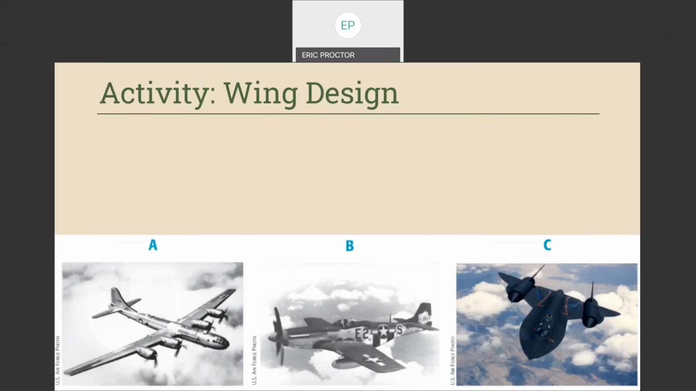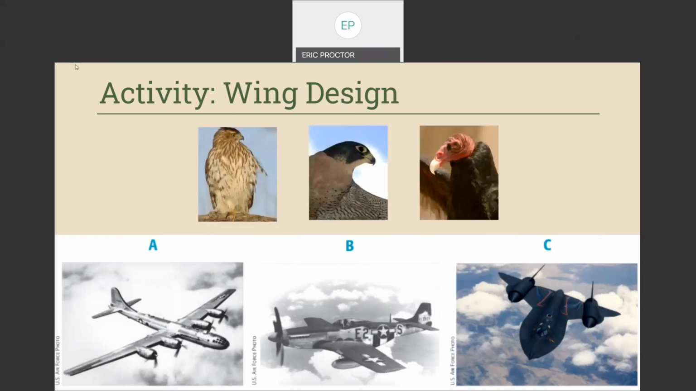And then you have the SR-71 Blackbird, which is on the right-hand side. It's one of the fastest airplanes that's ever been created. It broke records by flying from California to Virginia in about 68 minutes and from New York to London in less than 2 hours. Based on the information I've just given you, which of these birds, and here I'll show you the birds again, which of these 3 birds served as a good model for each of these aircraft? Go ahead and write your thoughts in the chat or in the Q&A, and let's see how you guys do.